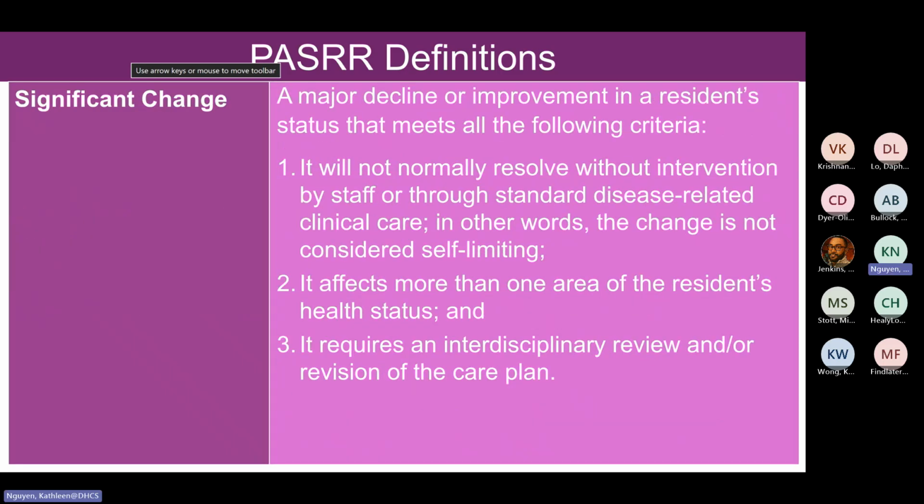Here we have the definition for significant change of condition. It is any major decline or improvement in a resident's health status, and a resident review, or RR, needs to be done for any significant change of condition as a status update. And these are the three criteria for significant change. First, it will not normally resolve without intervention by staff or through standard disease-related clinical care. In other words, the change is not considered self-limiting. Second, it affects more than one area of the resident's health status. Third, it requires an interdisciplinary review or revision of the care plan.